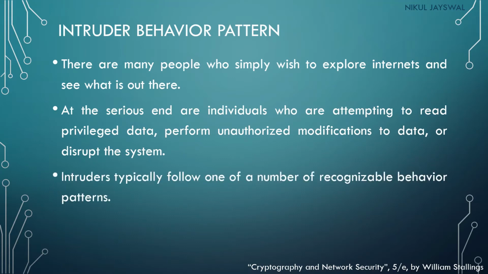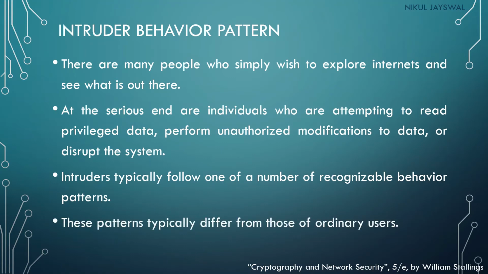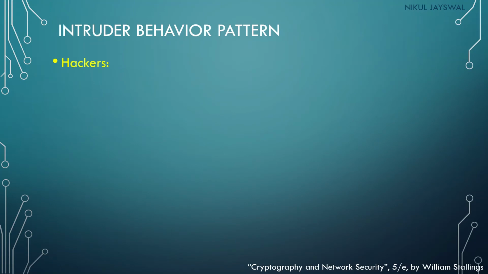Intruders typically follow one of a number of recognizable behavior patterns. Every intruder will have some behavior pattern, and by assessing that behavior pattern, we can identify which type of attack can be performed by the intruder, what level of knowledge the intruder has, and how well the network is defending against the intruders. These patterns typically differ from those of ordinary users. So we will first discuss the behavior of the hackers, what type of attacks they perform, what type of behavior they have, and what actions can be taken by the hacker. This information can be identified by the behavior of the hackers.